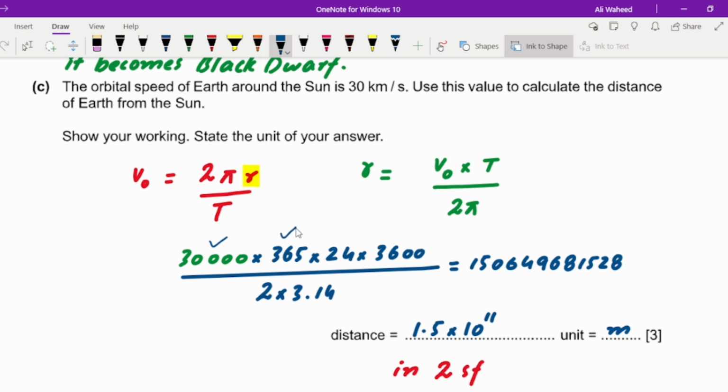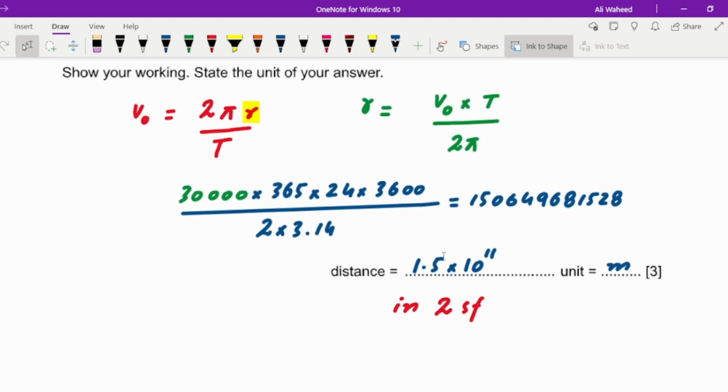So 365 days, but we have to convert it into seconds. 1 day has 24 hours, 1 hour has 3600 seconds. Divided by 2 pi, you hit it on the calculator, you get this. You write it in two significant figures, you get 1.5 followed by 10 zeros. Then you can write it in standard form, that would be 1.5 times 10 to the power 11, with the unit meters.